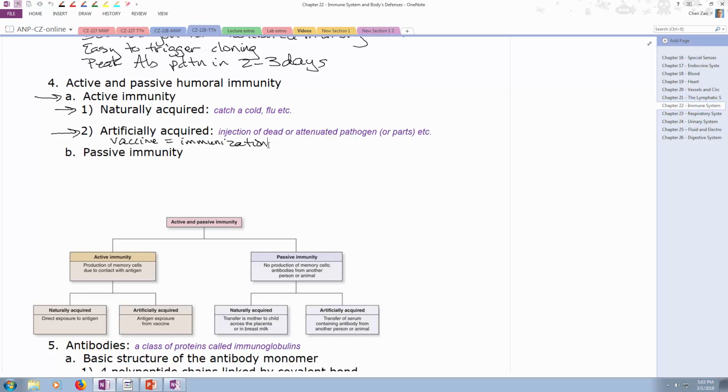What's another way that we can get passive immunity? Let's see. How fast of a primary immune response do you think you actually have to rattlesnake venom?